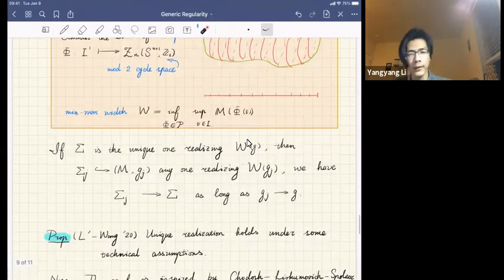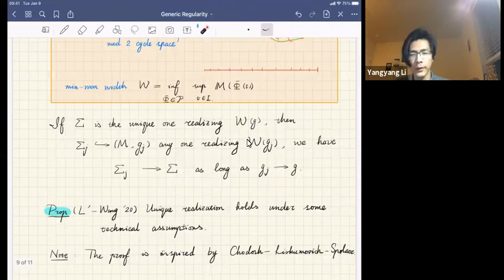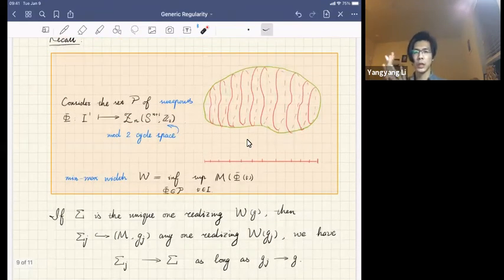And we show that this is indeed true under some technical assumptions. In other words, we can show this kind of unique realization. Our proof is inspired by Chodosh, Mantoulidis, and Schulze. So we need to manipulate the sweepout, and we also need to manipulate the metric to make sure that there exists only one min-max width realizer. This is quite technical, so let me just skip this part.